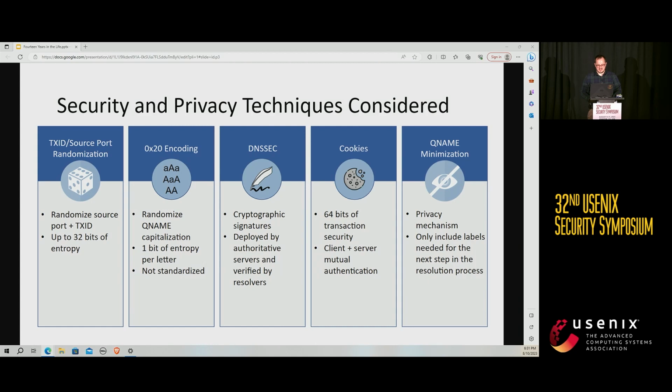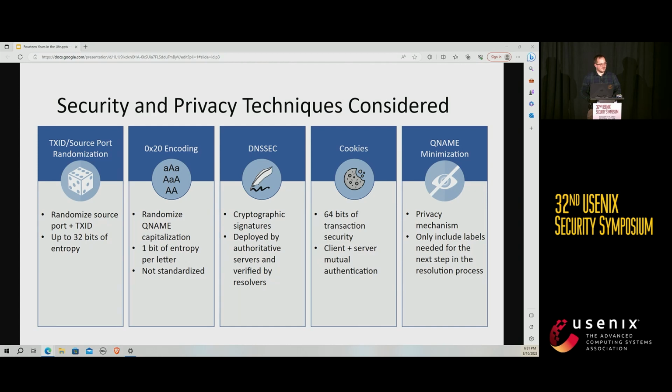0x20 encoding is a technique proposed after the Kaminsky disclosure as an added defense against cache poisoning attacks. The basic idea is if a resolver randomizes the capitalization of the domain name and the capitalization it receives in response doesn't match that, it can reject the response. This adds additional bits of entropy, 1 per letter in the domain name, making the attacker's task exponentially more difficult. Notably, this technique was never standardized, but it is used by some modern resolvers, so we still consider it.